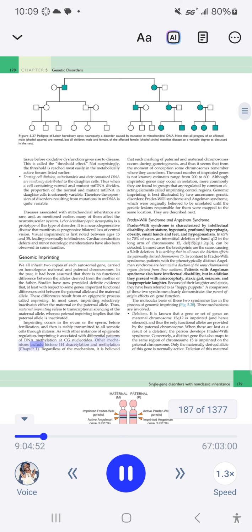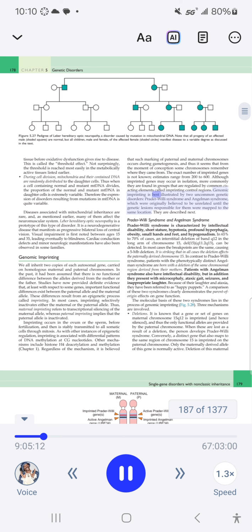Other mechanisms include histone H4 deacetylation and methylation, Chapter 1. Regardless of the mechanism, it is believed that such marking of paternal and maternal chromosomes occurs during gametogenesis, and thus it seems that from the moment of conception, some chromosomes remember where they came from. The exact number of imprinted genes is not known. Estimates range from 200 to 600, although imprinted genes may occur in isolation. More commonly, they are found in groups that are regulated by common cis-acting elements called imprinting control regions.